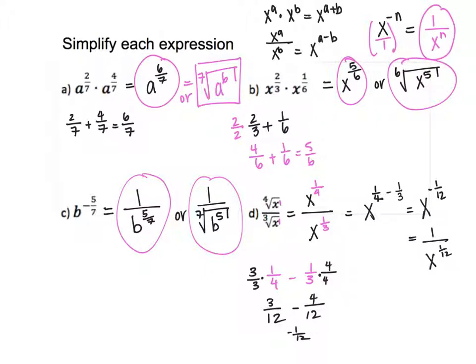Okay, so now we can see that our exponent is a positive, but you don't have to write your answer like this. You can also write it as 1 over the 12th root, and then x on the inside, and it would be to the 1st power. So you could write that 1 there if you wanted to. So you can write your answer like this or like this.